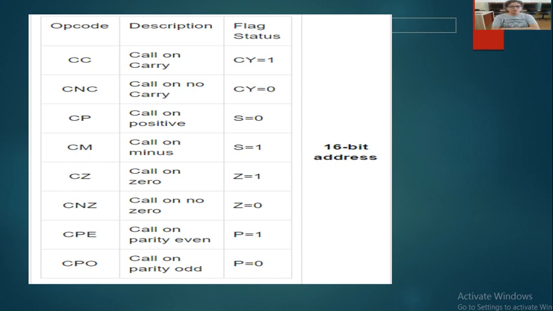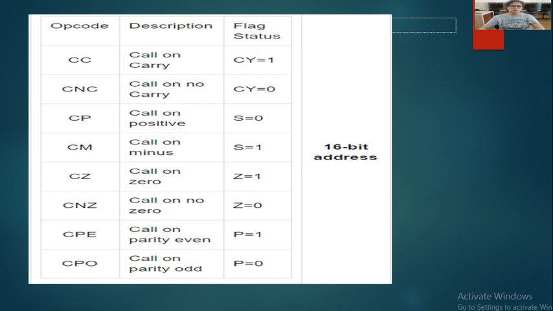The next instruction of this group is CPE. C stands for call, P stands for parity, E stands for even. Call if there is even parity. If there is even parity, the value of the P flag is 1. Next is CPO, call if there is odd parity. P stands for parity, O stands for odd. If there is odd parity, the value of the parity flag is 0. So these are all the call instructions, a total of 8 instructions.